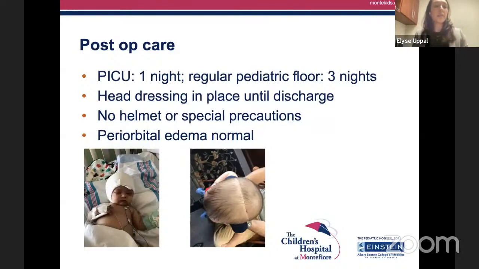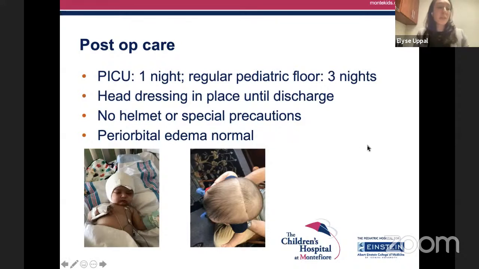Typically, they'll be sent down to the regular floors the next morning, and they'll stay there for about 3 more nights. By the time they go back home, they're essentially back to baseline. We usually just send them with Tylenol for pain control, and they do really, really well with that. They do have a large head dressing in place post-op, which you can see in this picture here.